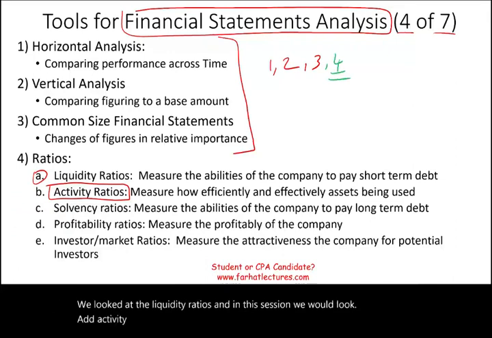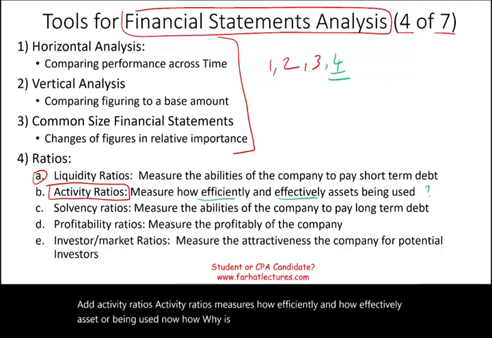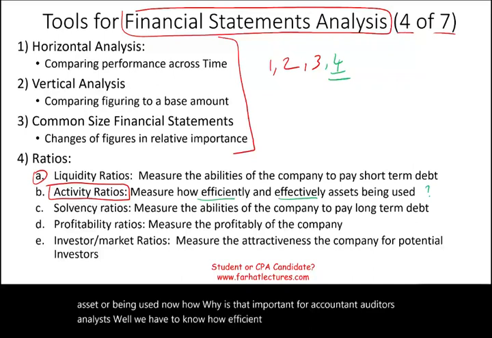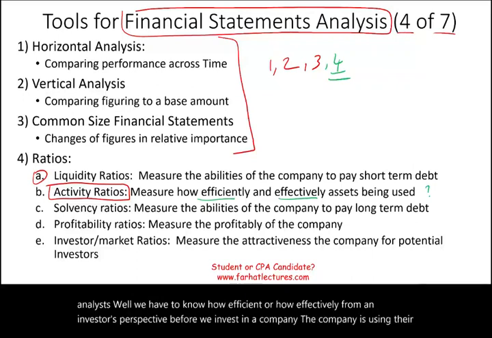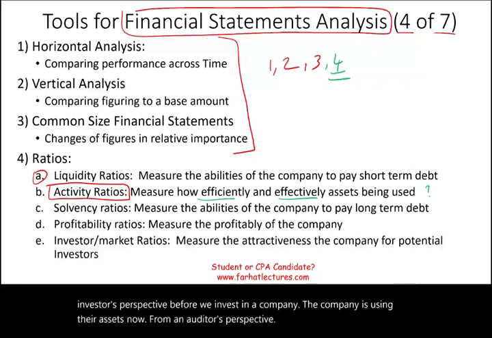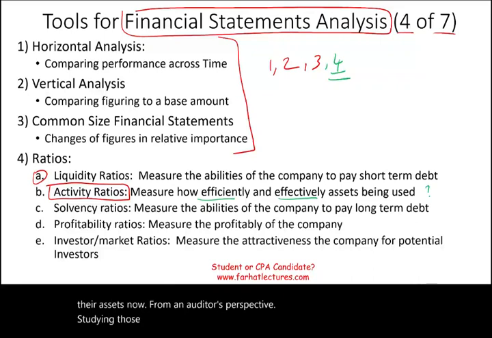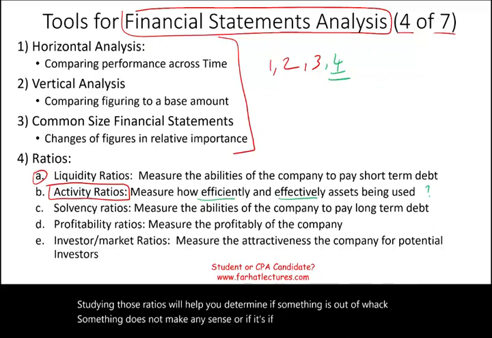Activity ratios measure how efficiently and how effectively assets are being used. Now, why is that important for accountants, auditors, analysts? Well, we have to know how effectively the company is using its assets from an investor's perspective before we invest in it. From an auditor's perspective, studying those ratios will help you determine if something is out of whack, does not make any sense, or is a red flag area where it needs further work.